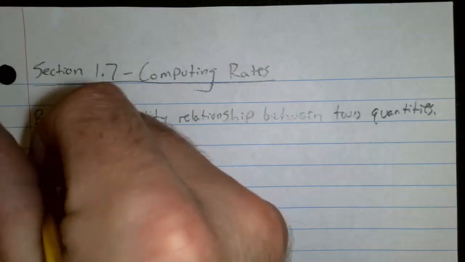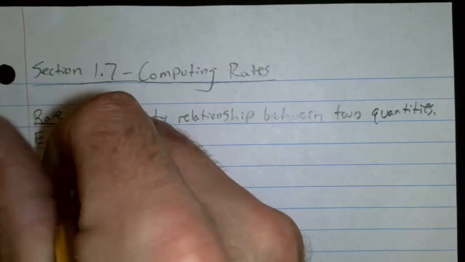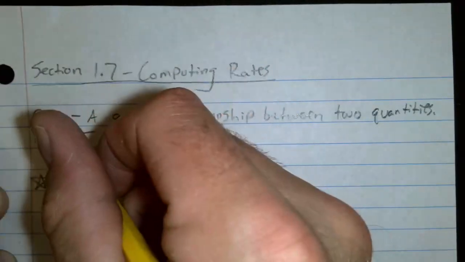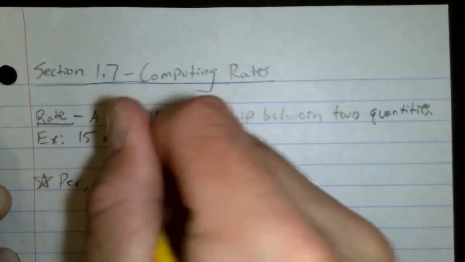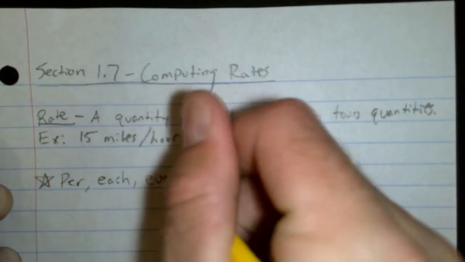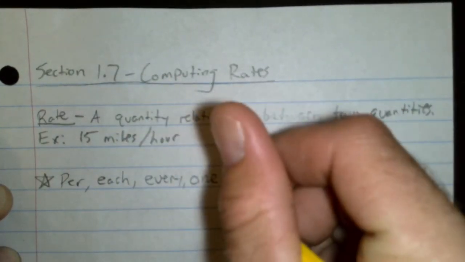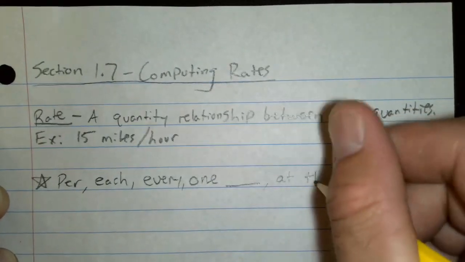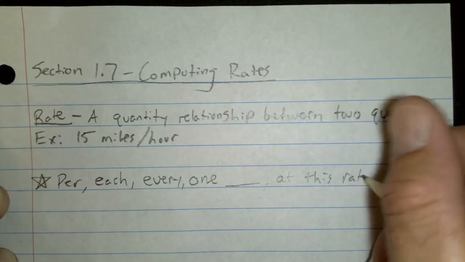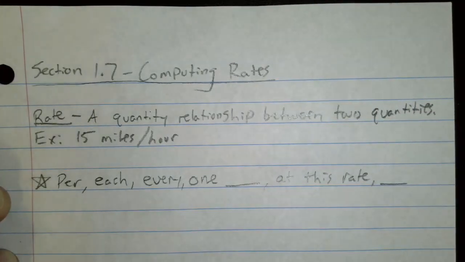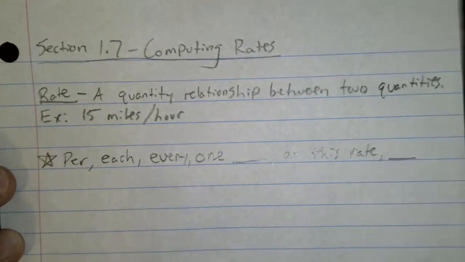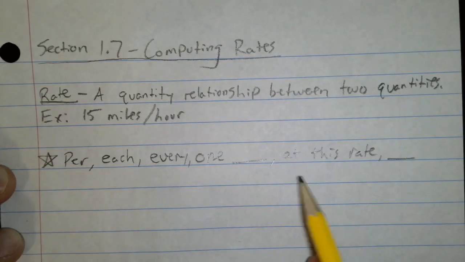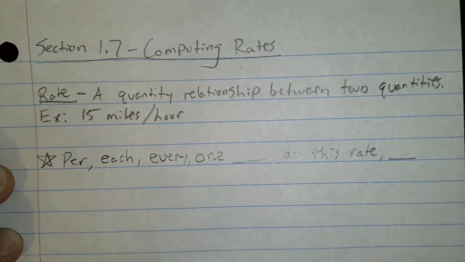Now go ahead and put a star, and next to your star, the keywords we'll see today are per, each, every, one blank, and at this rate, blank.